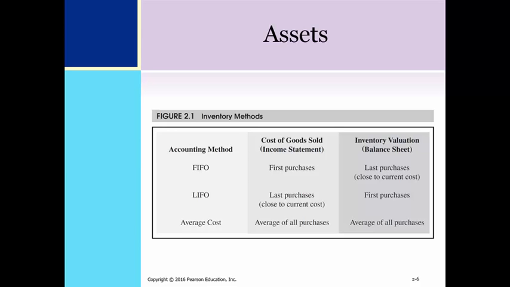Average cost is based on a weighted average, and from a dollar standpoint will always generate amounts for cost of goods sold and inventory that fall in between the FIFO and LIFO amounts.